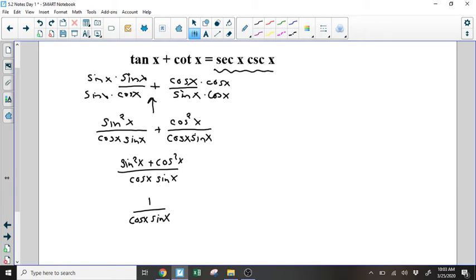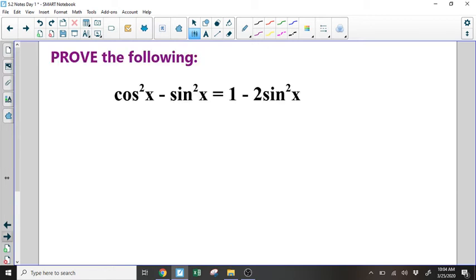Now this next part, you really could just jump to the answer. This is 1 over cosine times 1 over sine. One over cosine being secant, 1 over sine being cosecant. And again, as soon as it matches our original, we are done.